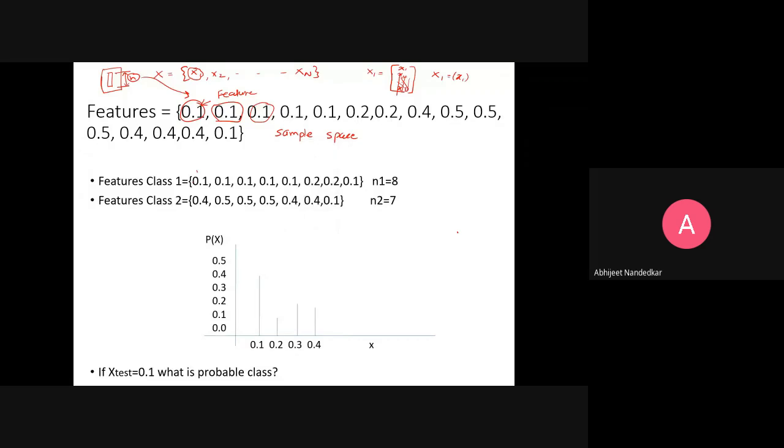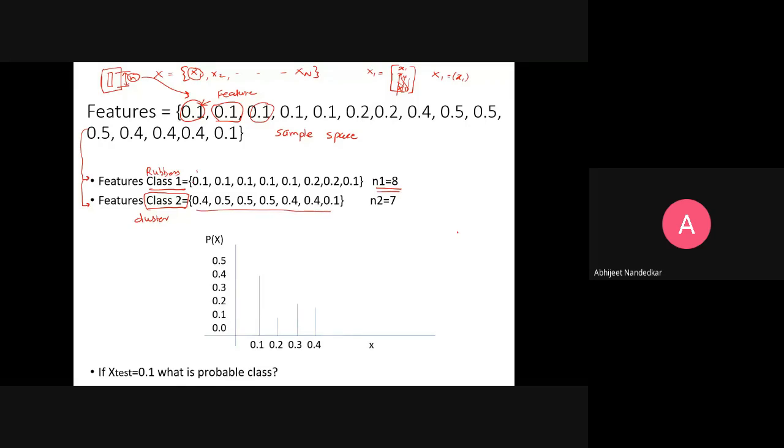Okay, so there are two classes in this problem. This feature list is divided into two groups, say class 1 and class 2. Maybe this is the feature of an eraser, and class 2 belongs to, say, a duster. So this is duster, and maybe this is some rubbers, erasers. There are 8 elements in class 1 and 7 elements in class 2.